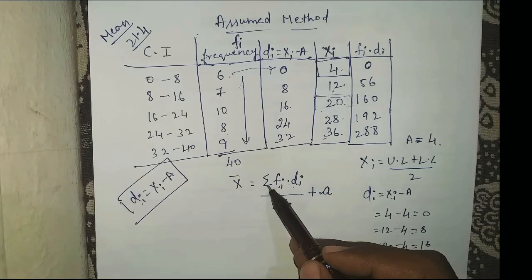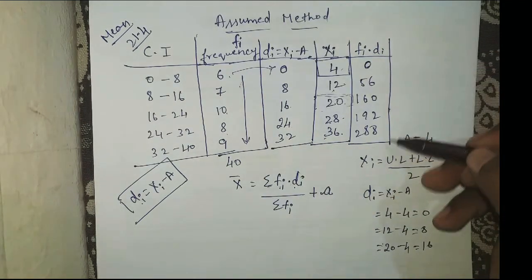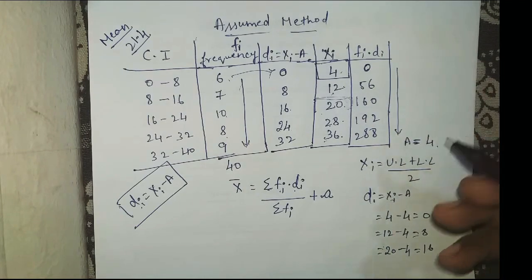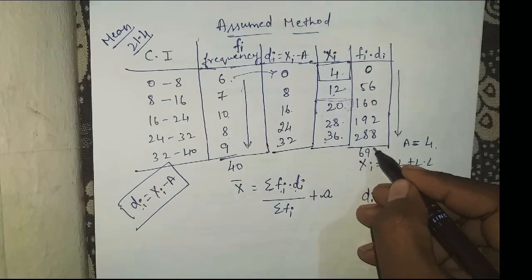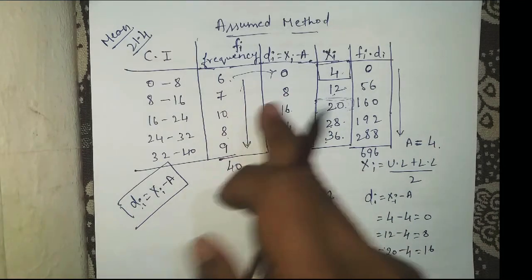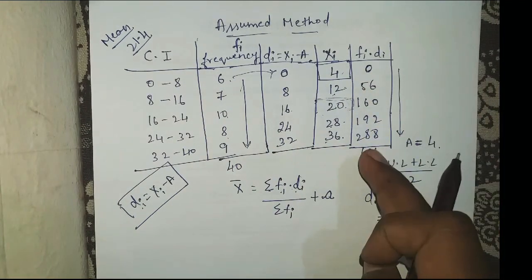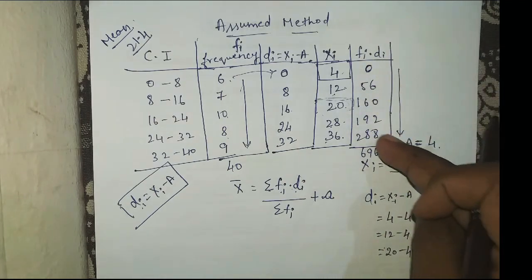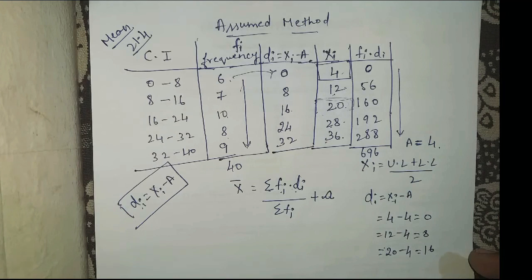So what is sigma telling? It is telling to add this column. So where is this column? Here. So you need to add this column. Once you add everything, you will get the answer 696. Got it, students? It's very important to calculate the di value. After getting di, you need to multiply fi into di, and once you multiply you will get one more column. Sigma tells that you need to add this column. Once you add it, you will get the answer 696.